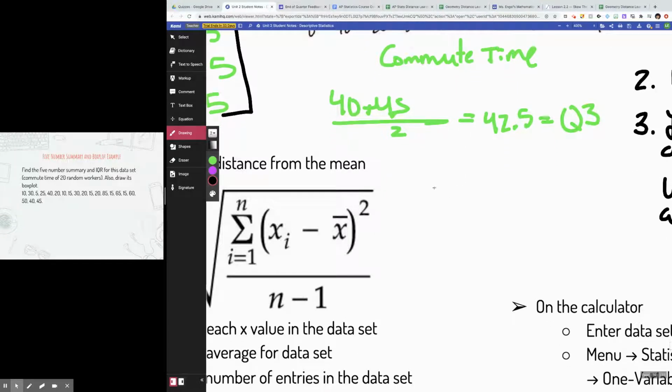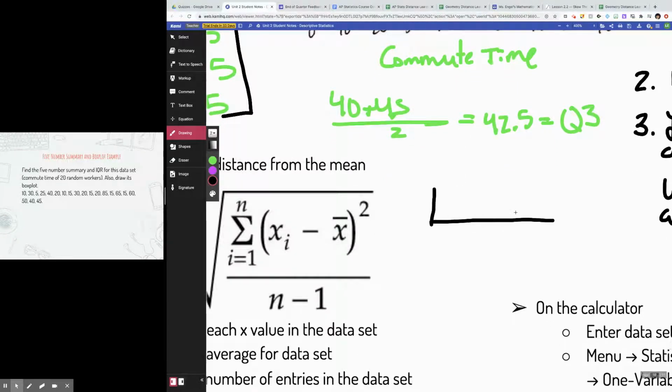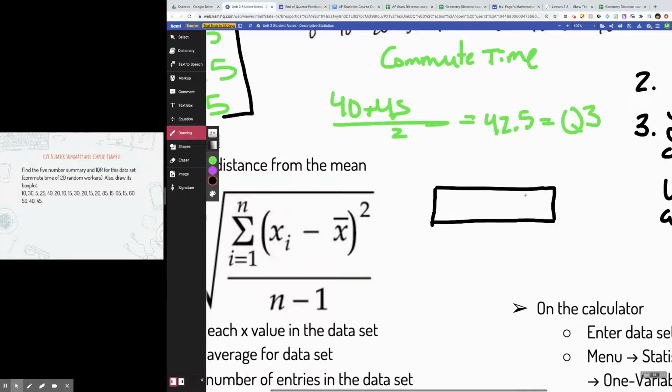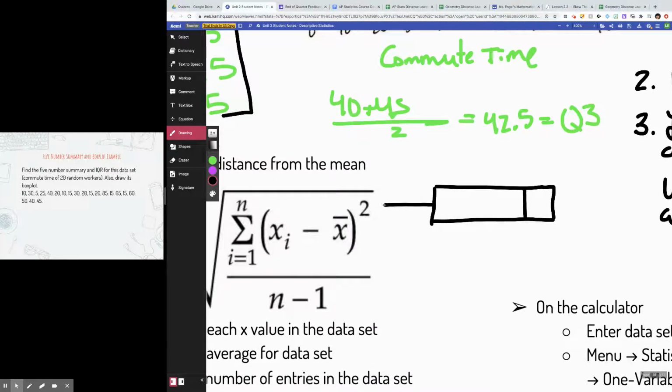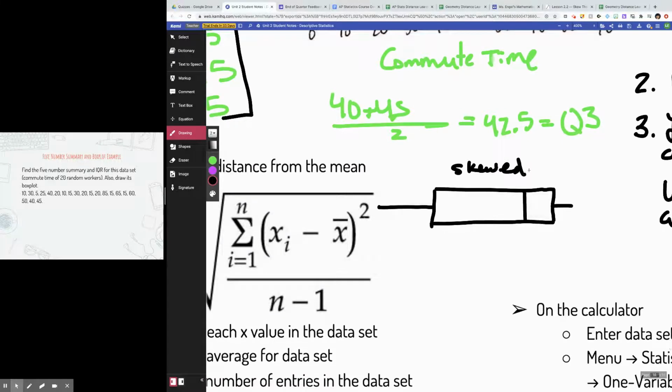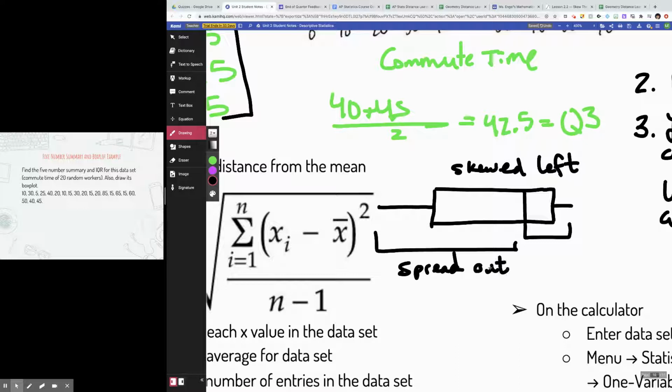A box plot that would be skewed to the left would look something like this, right? Okay, because you have a bunch of like tall data here, and then the data from here to here, for example, is more spread out. All right. So that is what I've got for y'all for box plots.